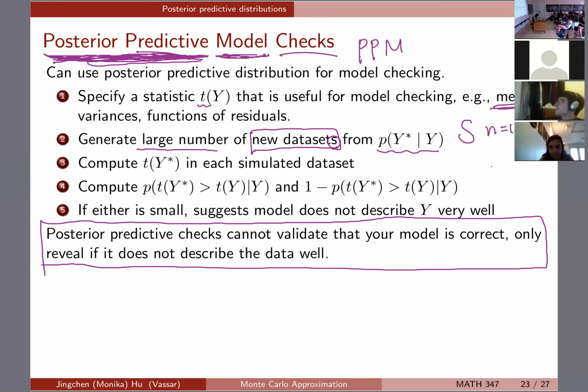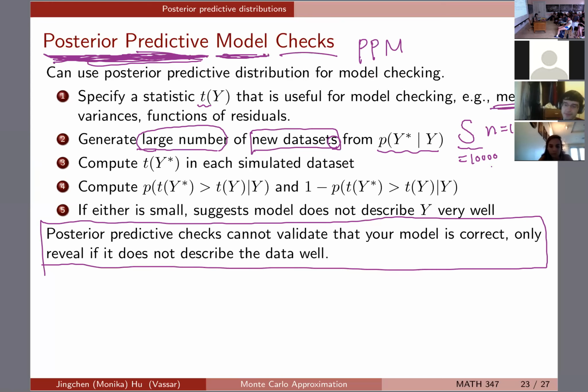Generating a large number of these means, say, capital S is 10,000. So it's actually going to be a loop. If you think about writing in R, you're going to write a loop that generates 10,000 different new data sets, and each set has 100 observations. This is different from the previous posterior predictive, right?